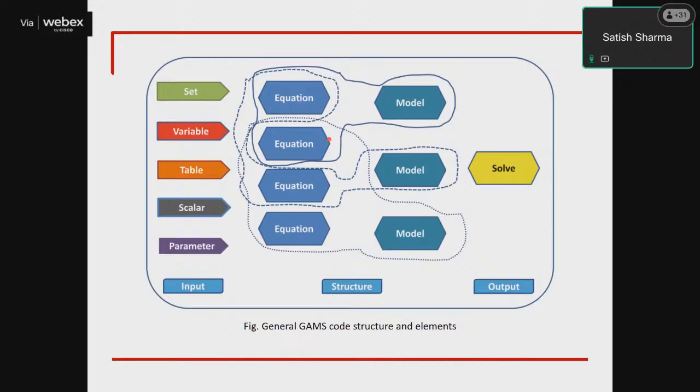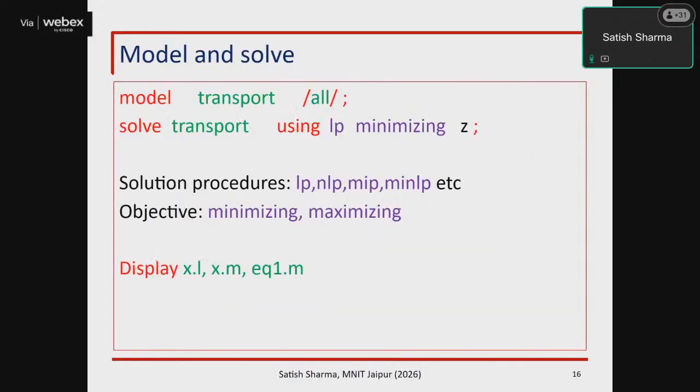So let's say equation 1 and equation 2 are used to create model 1, and then equation 1 and equation 4 are used to create model 3. So multiple models can be created, and then we can solve these multiple models. In the same problem you can write down all the equations, then accommodate only a few of them to solve a problem, or you can accommodate all of them to solve a particular problem. So this is the model statement.